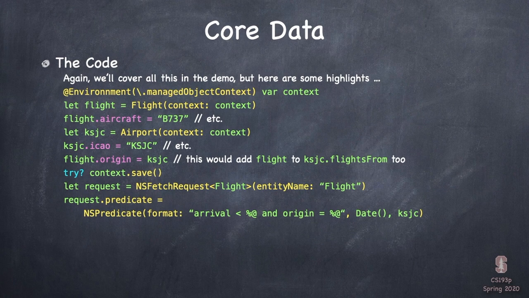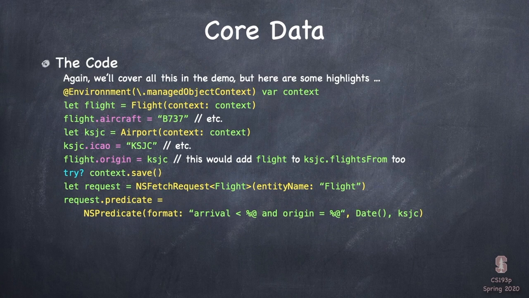So it's a little bit text-oriented, kind of, predicates there, but you definitely have to go look in the documentation for NSPredicate to understand all the things that it can do. So that's specifying which of the flights I want in the database.